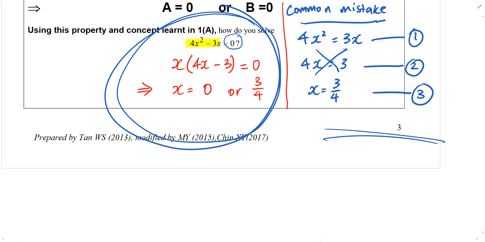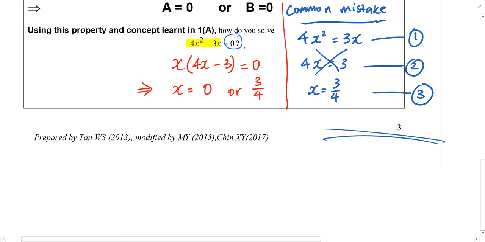So the only way that the blue color one will be correct is if the question says 4x squared minus 3x equals 0, x is not equal to 0. If they say x is not equal to 0, then there's only one answer, that is 3 over 4. Okay? But it didn't say that. So x could have been anything. So make sure you do not make this mistake. You always factorize first.